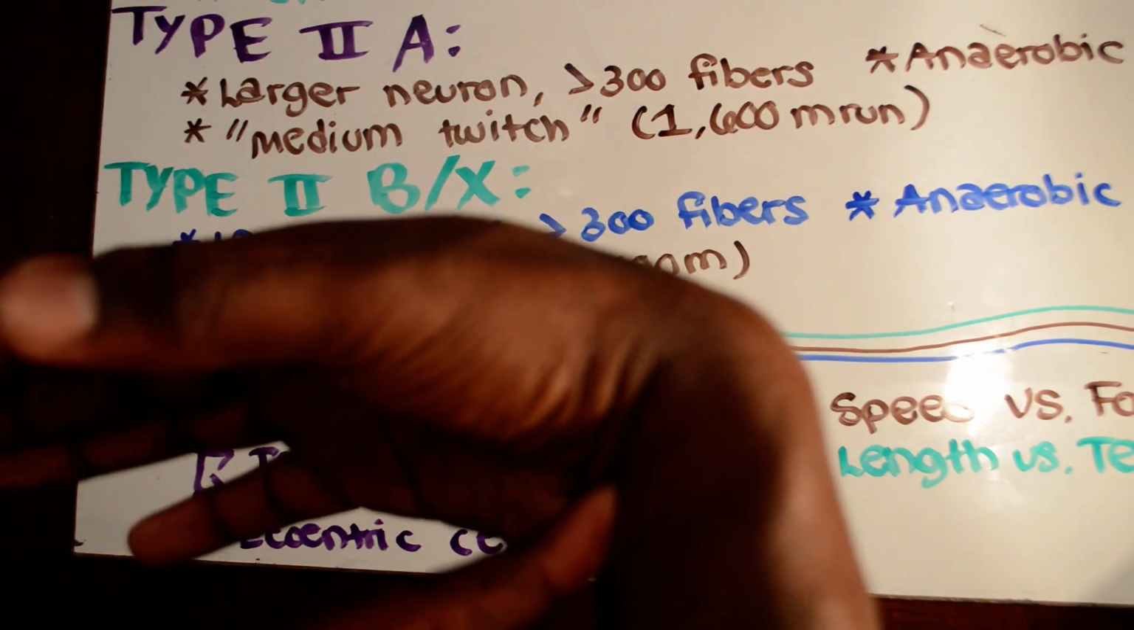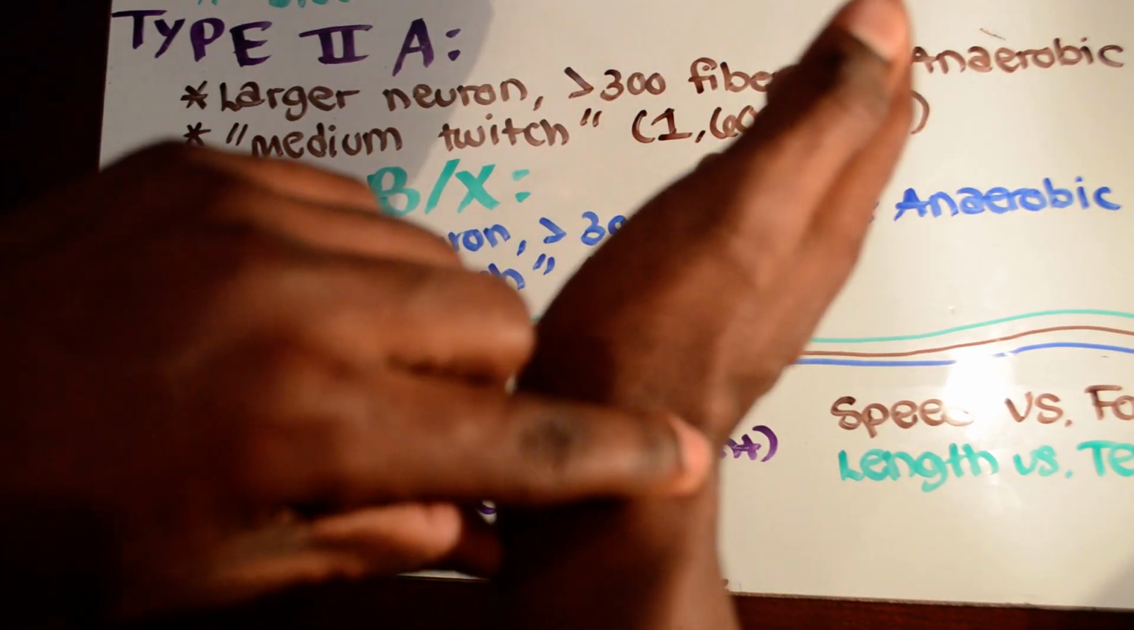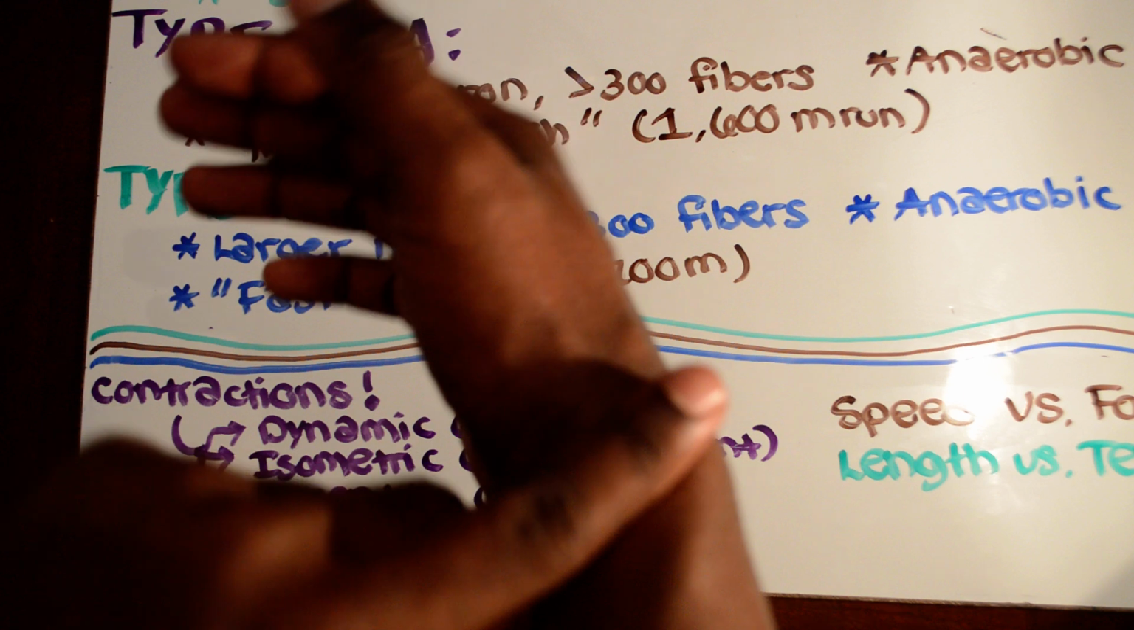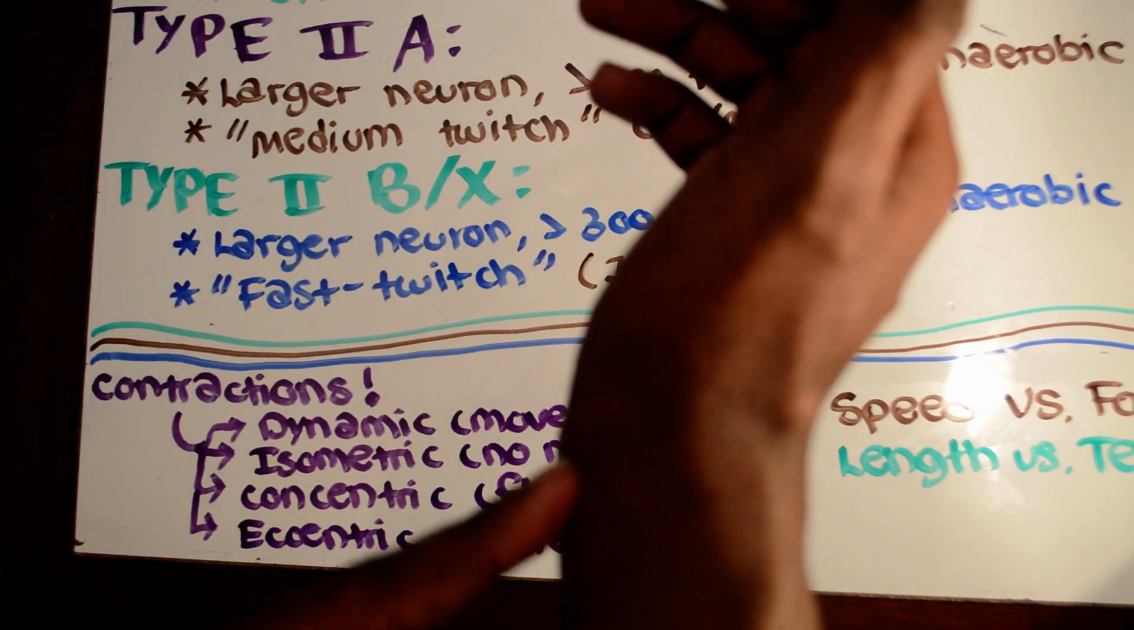And if I'm flexing my muscle, I'm moving it across the joint. The joint is right here. It's going back and forth, back and forth. That is a dynamic movement.